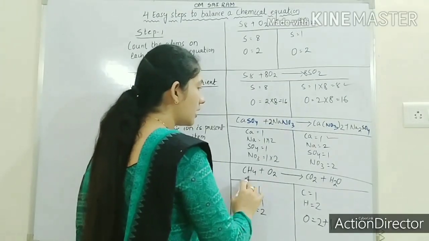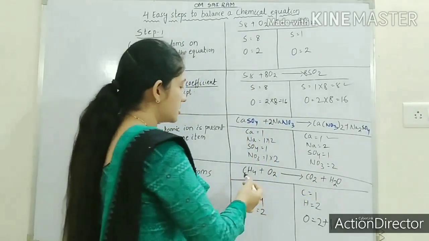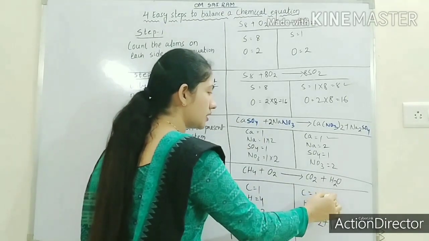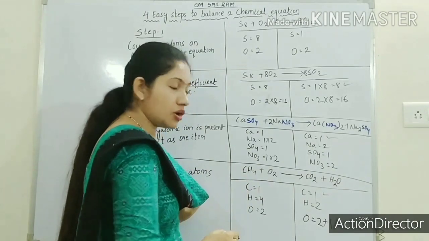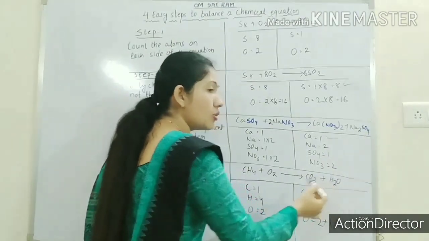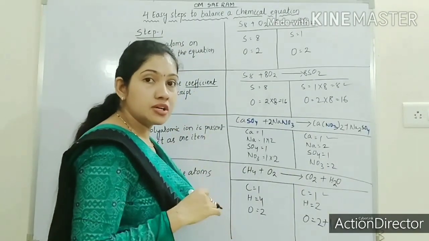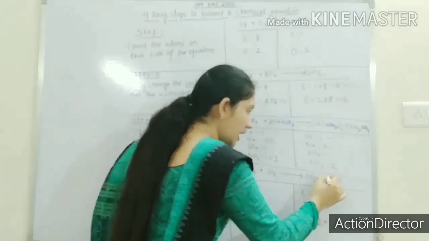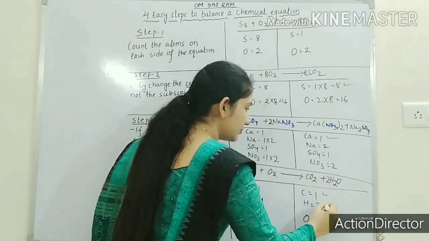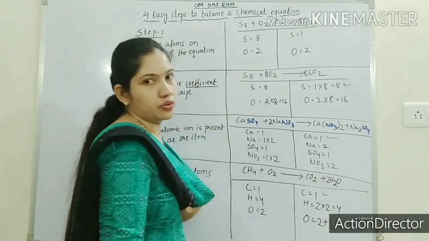First see carbon. Carbon is already balanced. This side also 1 carbon, this side also 1 carbon. Okay. Hydrogen, this side how many hydrogen we got? 4. But this side how many we got? 2. Then what we will do? Tell me. We can add a coefficient. Okay, what we will add here? 2. So that it will be 4.